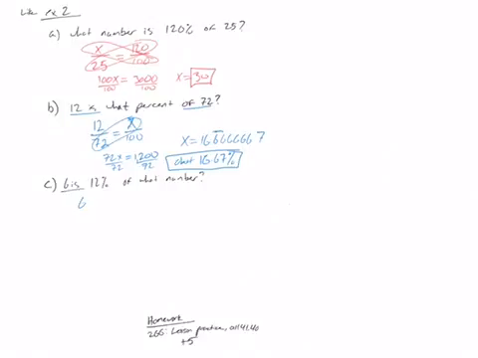Last one says 6 is 12% of what number? So 6 is, that goes here, 12 over 100. And now we're looking for this one down here. Of what number? So that's the one we're looking for. So we'll cross multiply. This times this is going to be 600 is equal to 12x, because that's times that. Divide by 12. And you get that x is equal to 50. So the answer is 50.